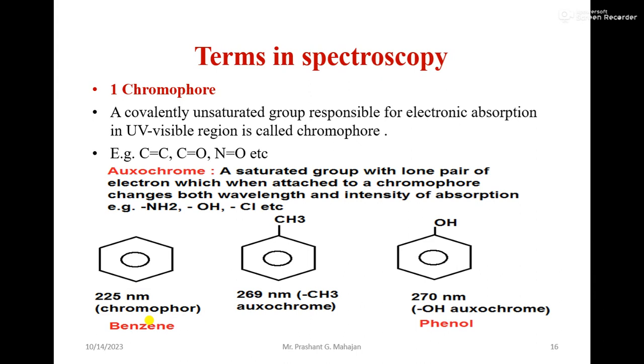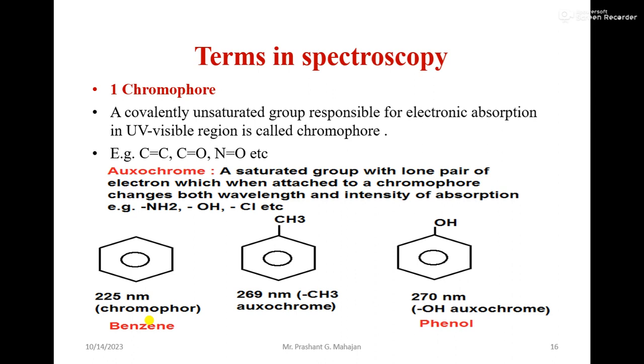So, today we are going to see lecture 3. In lecture 3, we are going to see terms in spectroscopy. So, there are 6 terms we are going to see today. First is chromophore, second is auxochrome, third is hypsochromic shift, fourth is bathochromic shift, fifth is hyperchromic shift, sixth is hypochromic shift. So, first, what is chromophore?